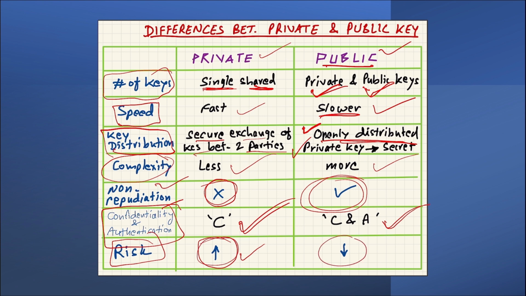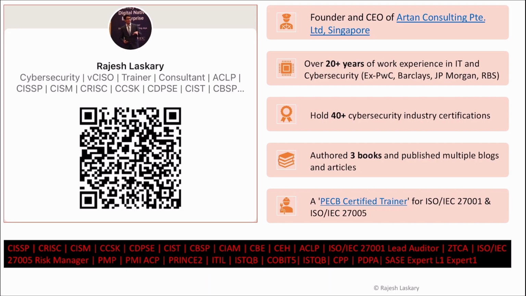But in public key cryptography, the risk is low because, let's say there are 10 people sending communication to each other, and the private key of one person is compromised, the other 9 will not be impacted. So that's the key difference between private and public key cryptography. I hope you understand it.